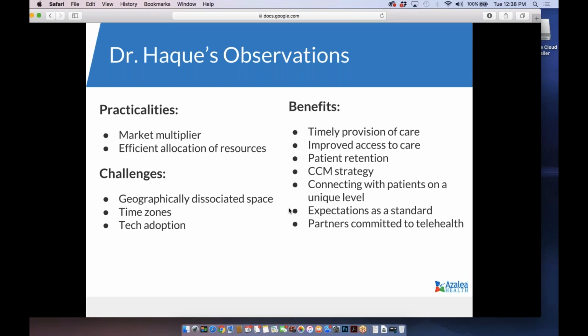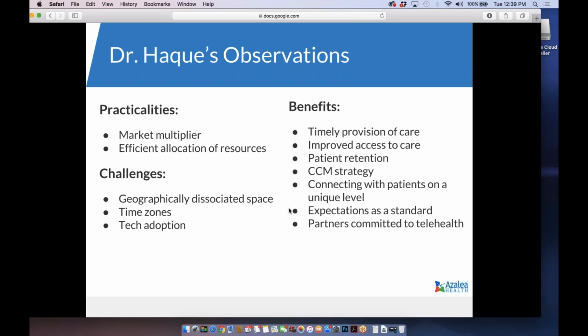Expectations as a standard, especially with getting involved with the younger generations or the tech-savvy generations. It's really an expectation that a business or a platform has a web/app/telehealth or teleservice capability. It really is expected at this point, and not having that really puts someone behind the curve.